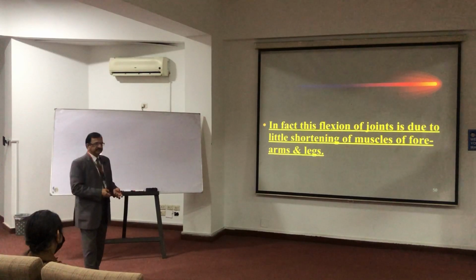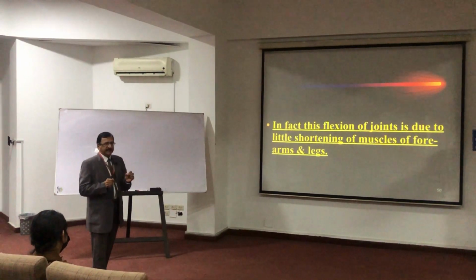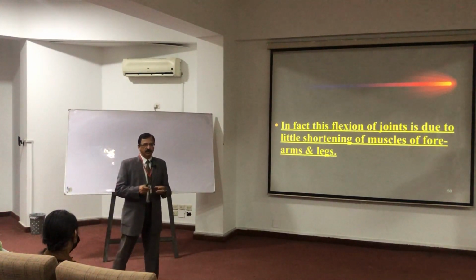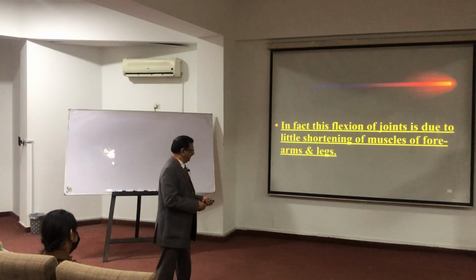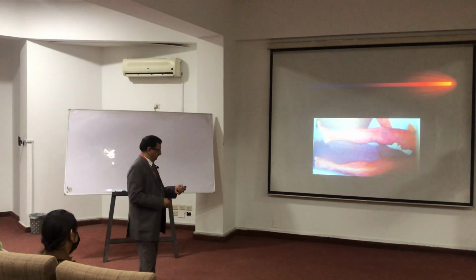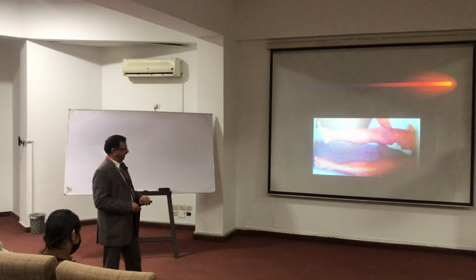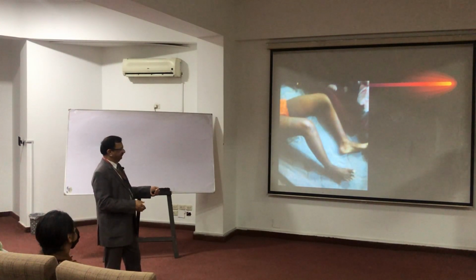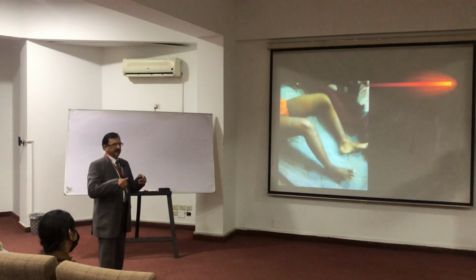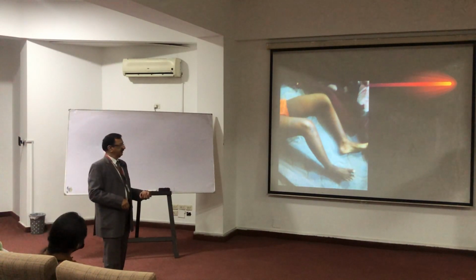And this flexion is due to a little shortening, which is not measurable, but a little shortening will be causing the flexion. This small flexion is because of the shortening. But here it is marked because the body was in supine and the limbs were already flexed and it remained in that position.